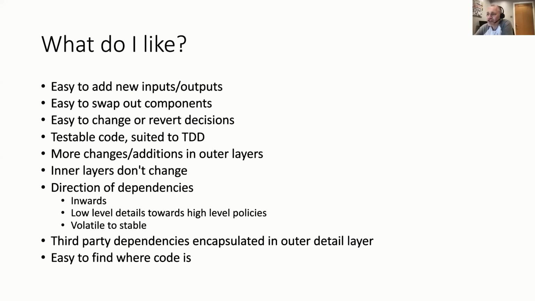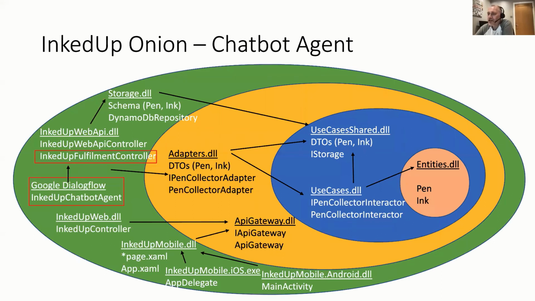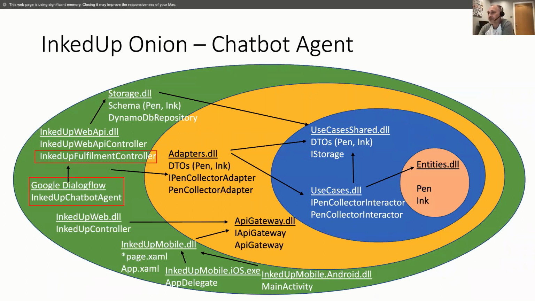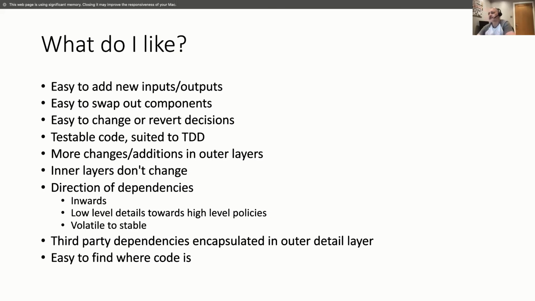More changes and additions happen in the outer layers. So again, it's really important, I think, to appreciate that pretty much all of the changes here were in the outer layer. The only thing that we've added is that API gateway component in the next layer in. We're not changing anything towards the middle as we do so much in the outer layer, and all of the dependencies point inward. So the things that are changing most in the outer layer are dependent on things that are changing less. The inner layers didn't change. The direction of dependencies was really good, and third-party dependencies were encapsulated in the outer detail there.